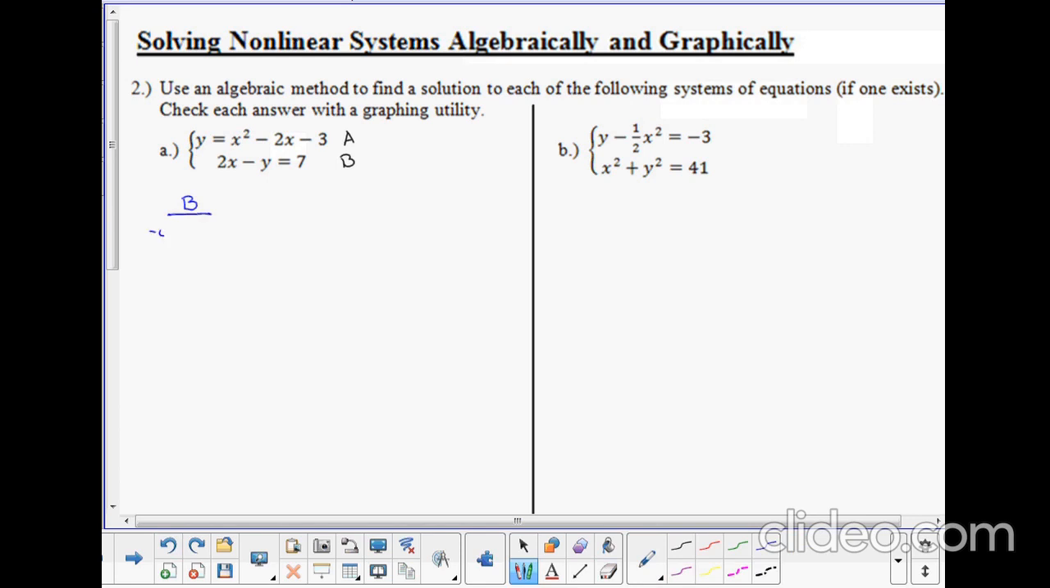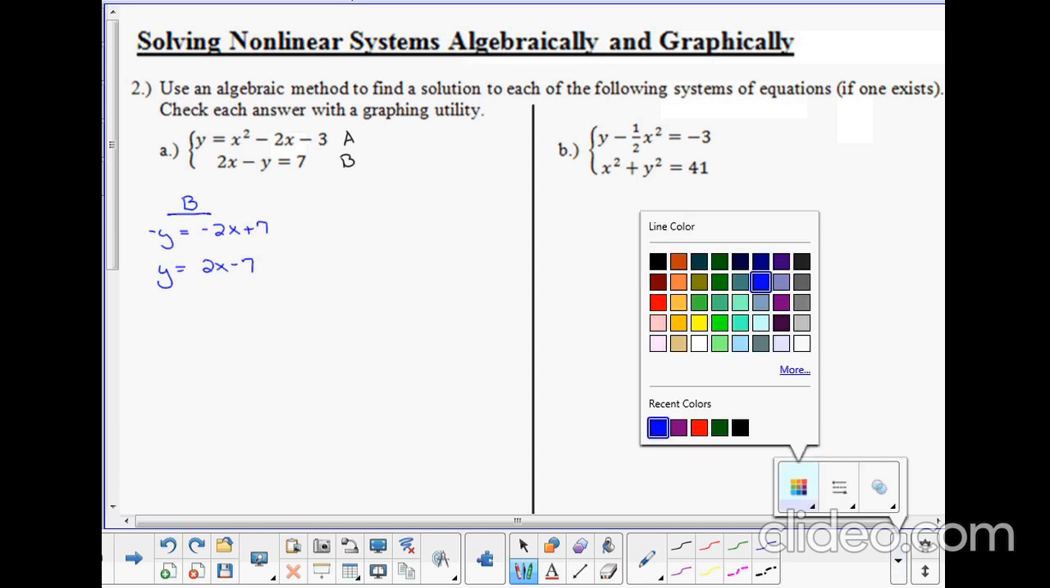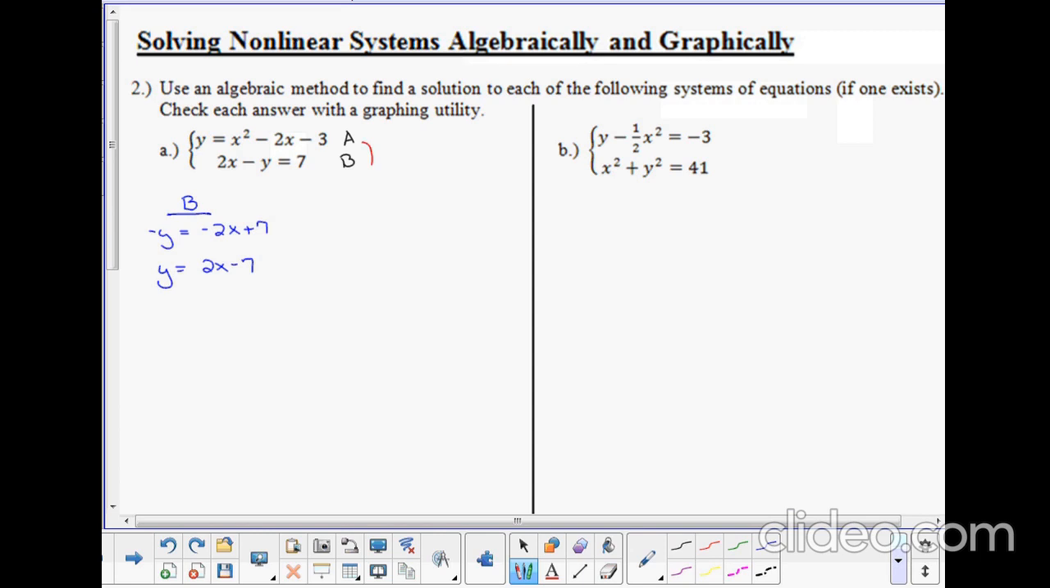So B can be rewritten as negative y equals negative 2x plus 7. Then dividing both sides by, sorry, negative 1, y equals 2x minus 7. So now I have a rewritten form of B. So again, if I want to solve this algebraically, I can substitute now. I can take A and put it into B, replacing the y essentially with x squared minus 2x minus 3 equal to 2x minus 7. This is the same as setting the two equations equal to one another.